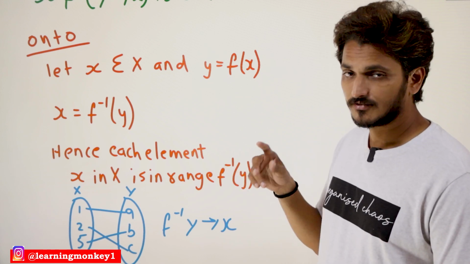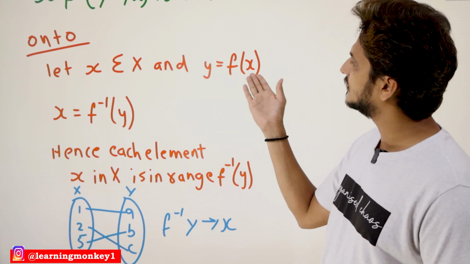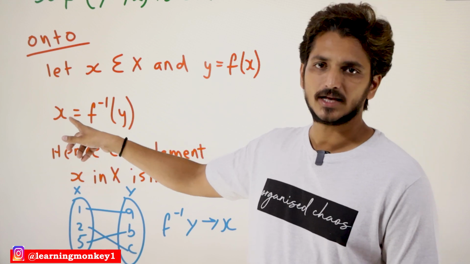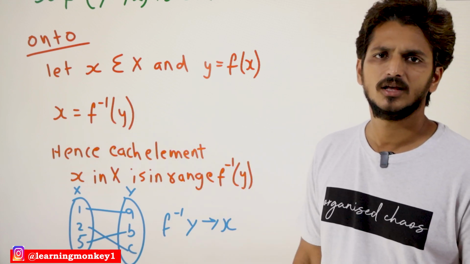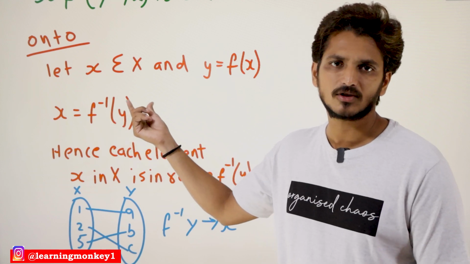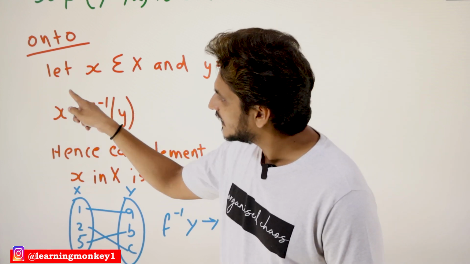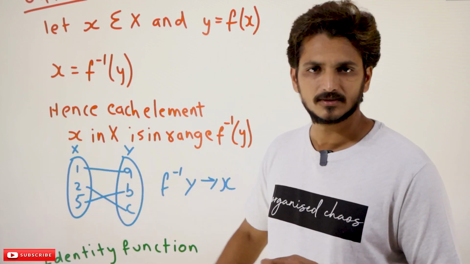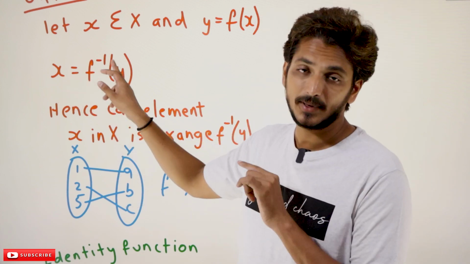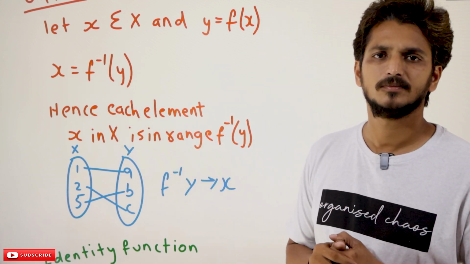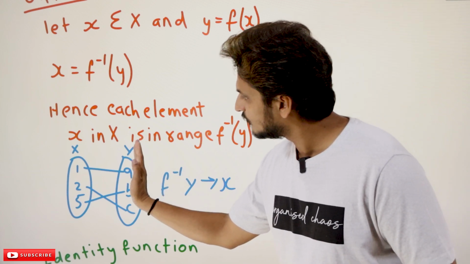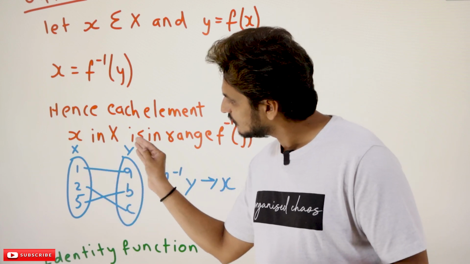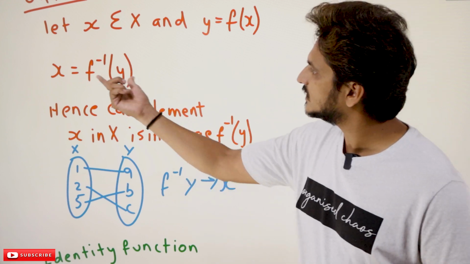From the given statement, f is a function and it is an onto function, so we can take y is equal to f of x. From this, y is equal to f of x, we can write it as x is equal to f inverse of y. So what is the meaning of x is equal to f inverse of y? It means for any element x you take, it has a mapping from f inverse of y, that is, f inverse from y to x. That is what this statement says.